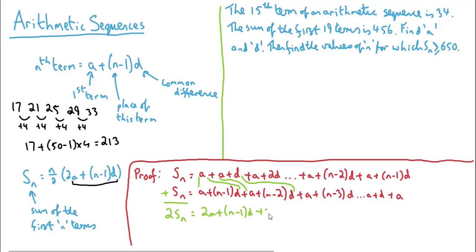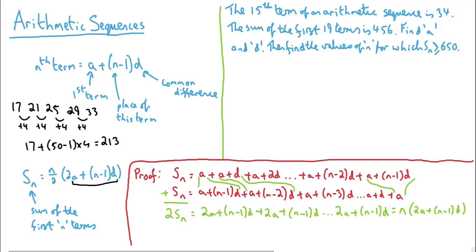A add a is going to give you 2a, and then d add n minus 2d is going to give you n minus 1 d because you have one more d than you did before. And so forth, all the way to the end where this a plus n minus 1 d is added to your final a, again giving you 2a plus n minus 1 d. Here, therefore, for every single term in the sequence, you end up with a phrase of 2a plus n minus 1 d. Therefore, you can say that's simply n lots of that phrase.